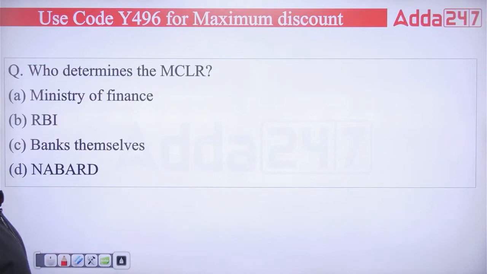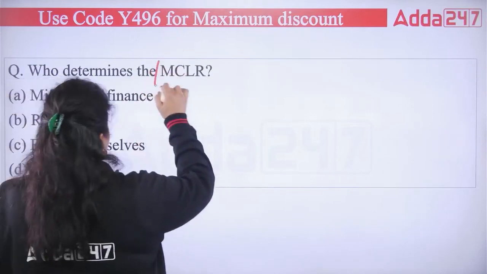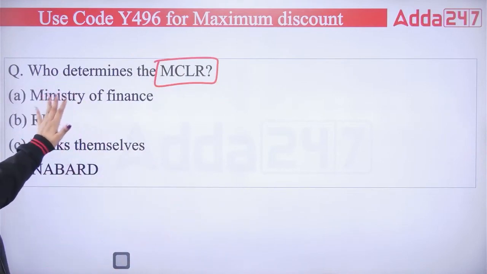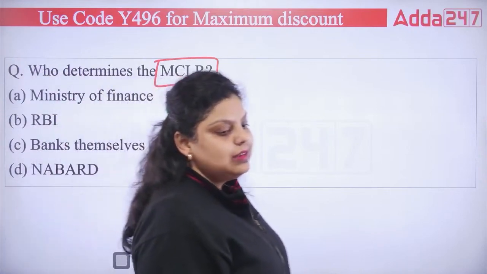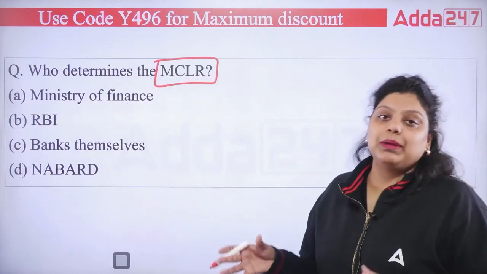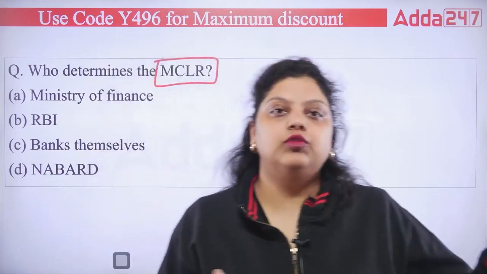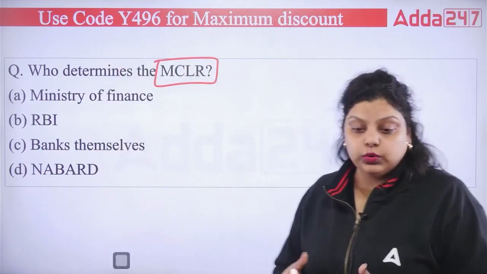Next question. Who determines the MCLR? Now, what is MCLR first of all? Who determines the MCLR: Ministry of Finance, RBI, banks themselves, or NABARD? MCLR is the marginal cost of fund-based lending rate. That's the rate of interest that banks charge from the public when they are providing loans to the public.